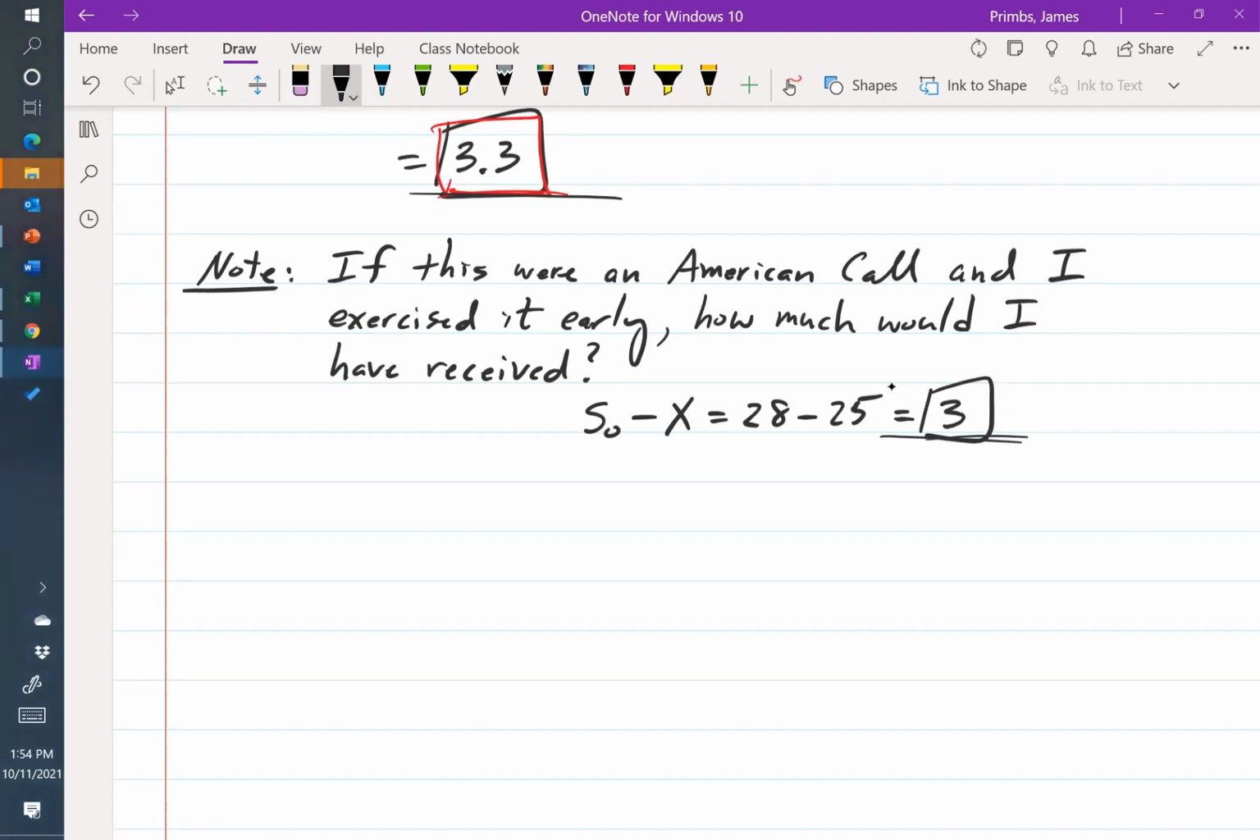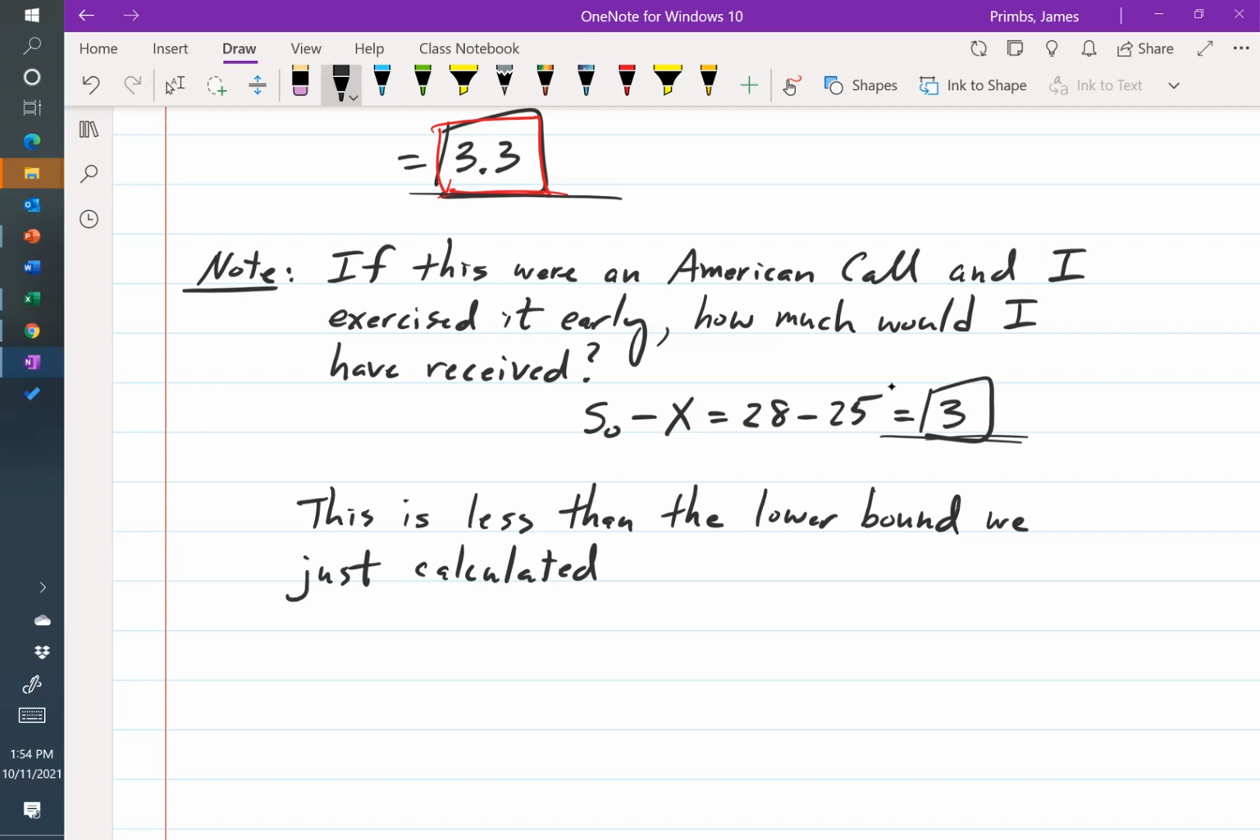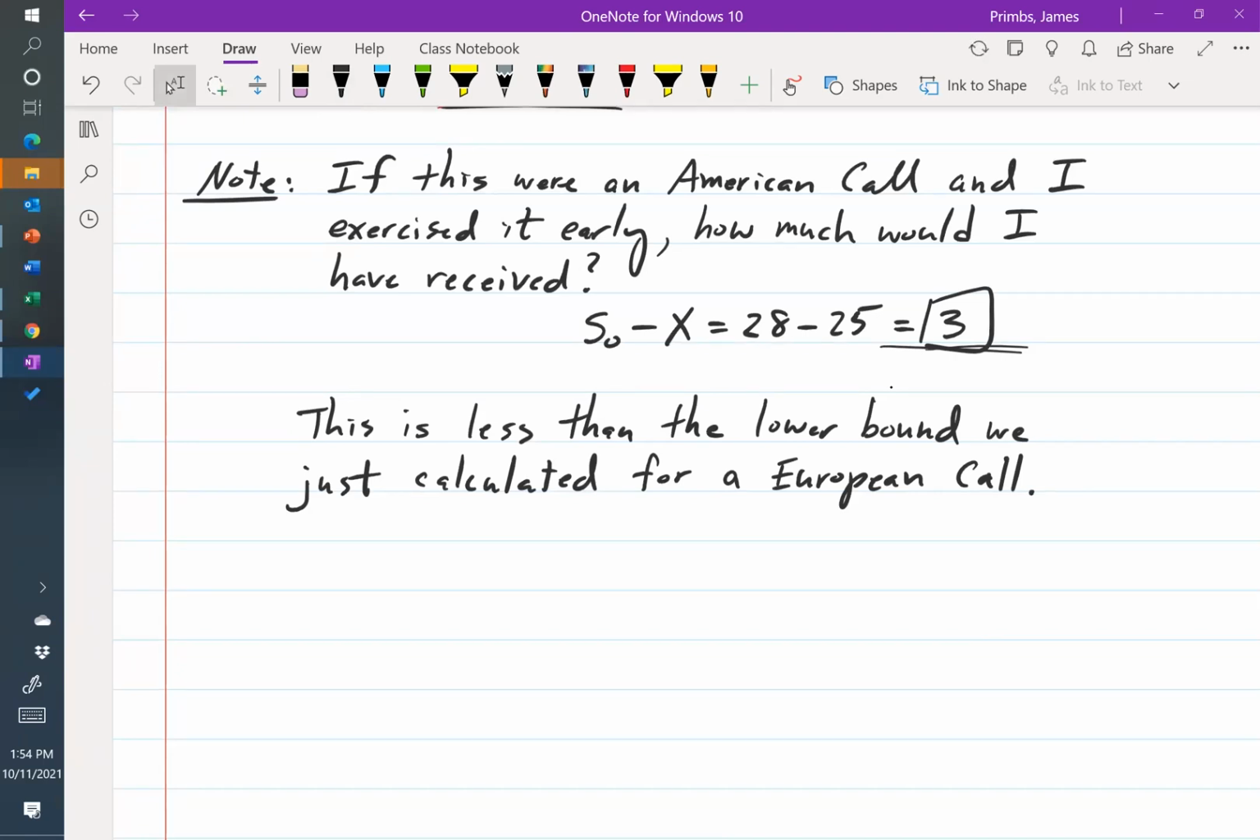So let's just write this observation down, and we'll see what this leads us to. This early exercise value is less than the lower bound that we just calculated for a European call. So this actually leads us to a really important result. Okay, so here's the result. Make sure you remember this result and know it well. Otherwise, you're going to be taken advantage of in the option markets.